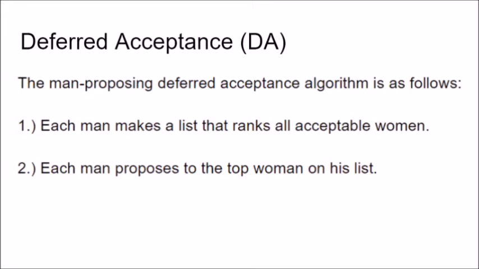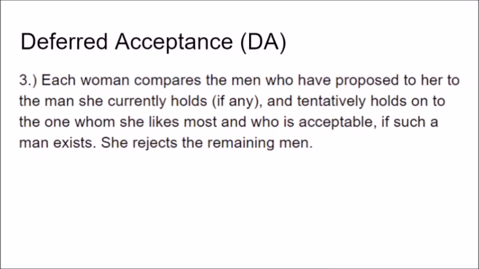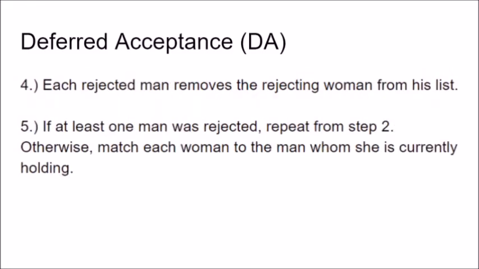Second, each man proposes to the first woman on his list, the top woman on his list. Then, from the woman's side, she has to compare the men who have proposed to her to the man she currently holds, if any, or if she doesn't have any men currently, she compares it to herself. She will tentatively hold on to the one whom she likes most and who is acceptable if such a man exists. If there are no acceptable men so far, she will just reject them, but regardless, she rejects the remaining men. Finally, if at least one man was rejected, we repeat from step 2, and if no men were rejected, that means all matches have been made, and we match each woman to the man whom she is currently holding.